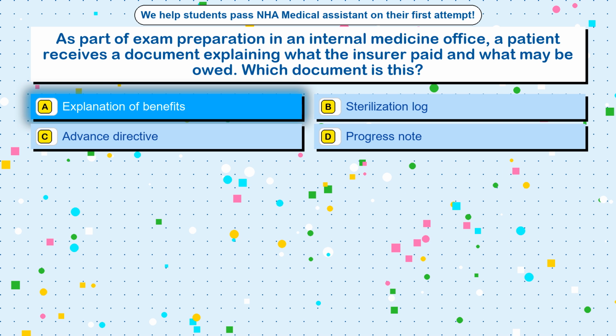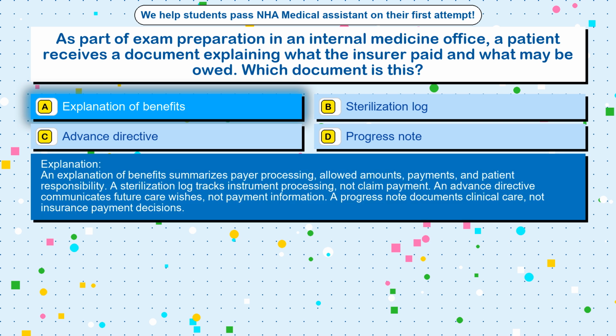Explanation of benefits. An explanation of benefits summarizes payer processing, allowed amounts, payments, and patient responsibility. A sterilization log tracks instrument processing, not claim payment. An advance directive communicates future care wishes, not payment information. A progress note documents clinical care, not insurance payment decisions.